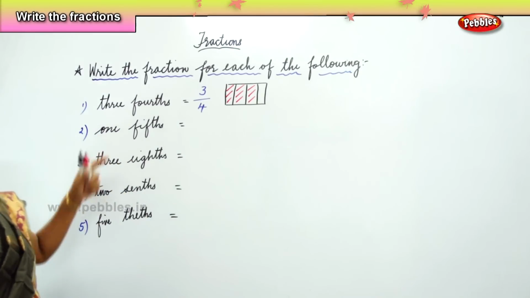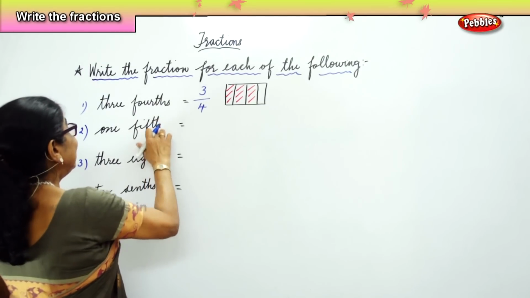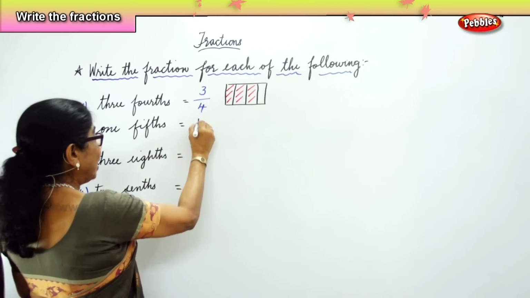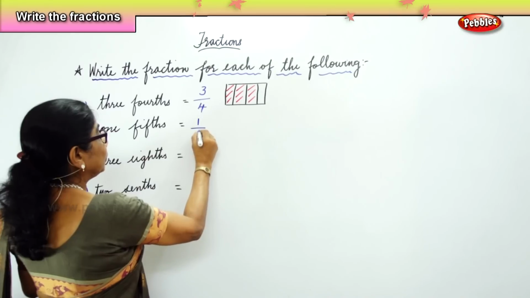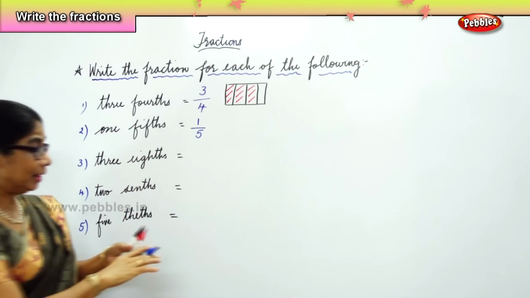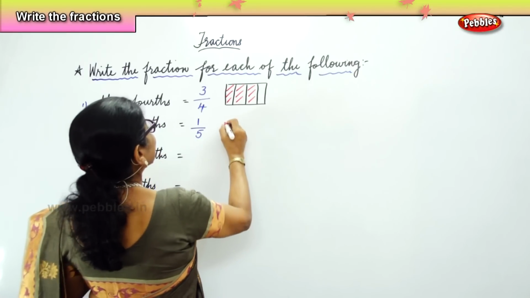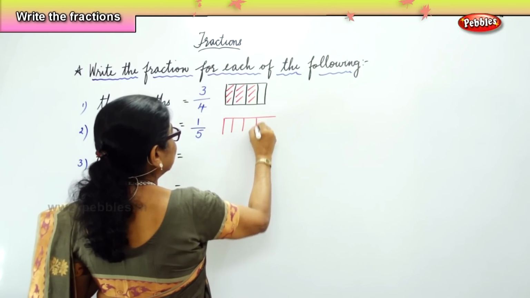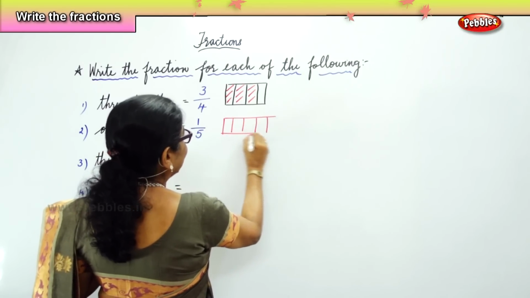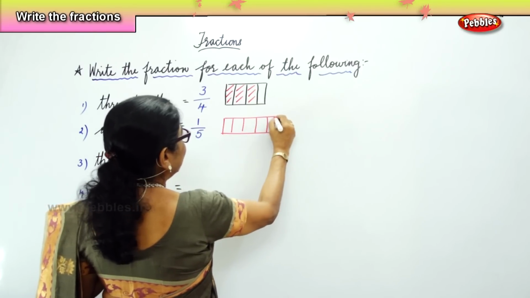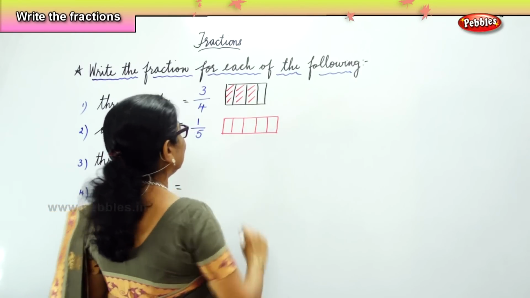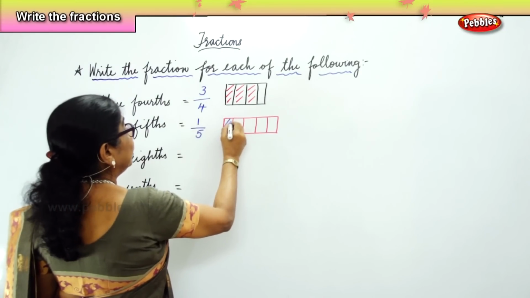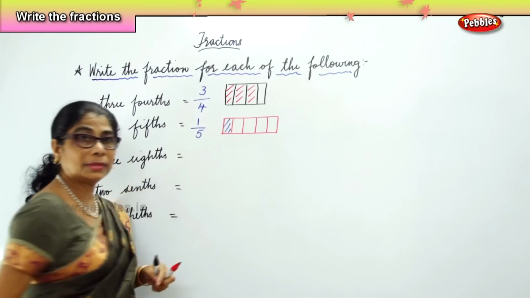The next one is 1/5. How will we write 1/5? Numerator 1, 1/5. Now look at the picture here. 1, 2, 3, 4, 5. Now you have a picture here and it says 1/5. Only one part out of 5. This is 1/5. All right?